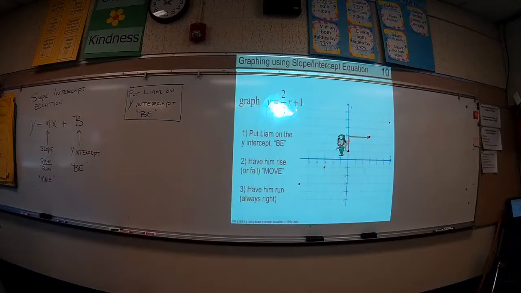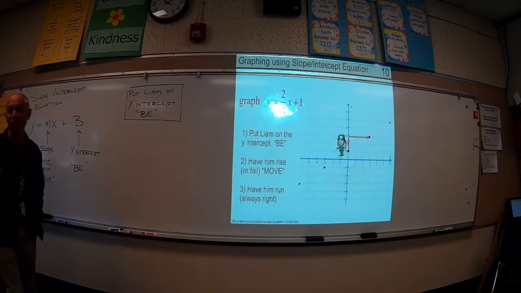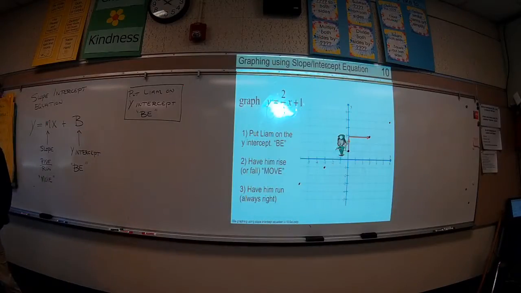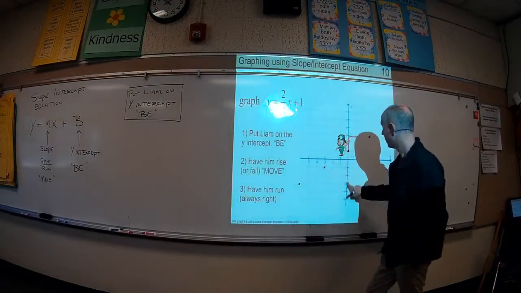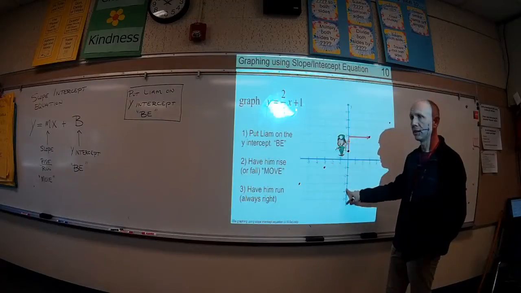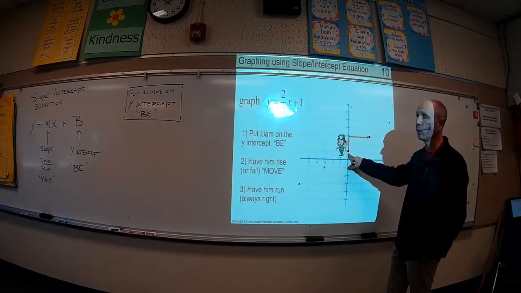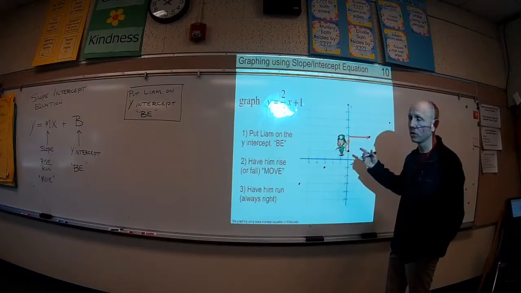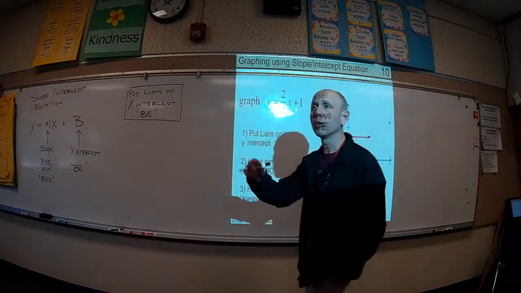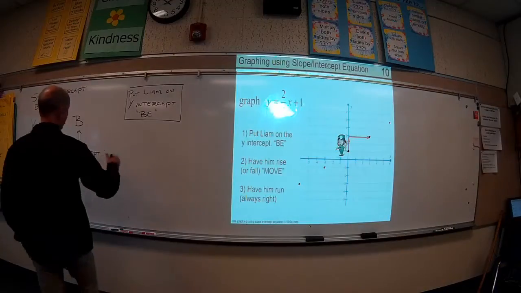Will Liam always be on the y-intercept? He always starts his life on the y-intercept, on the y-axis. He always starts somewhere on this axis. On this one, he started at 1. Maybe he starts at -2. Maybe he starts at -5. He always starts there. After he's there, he's going to start moving.